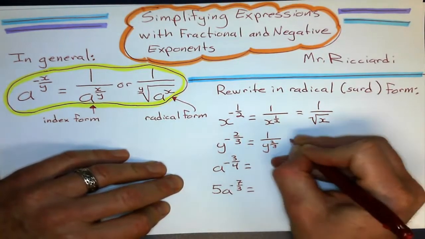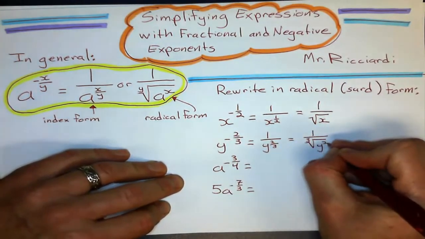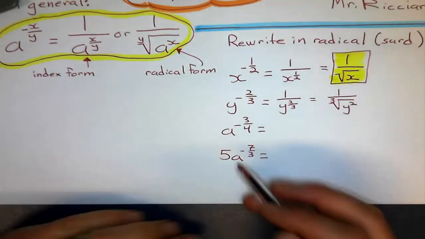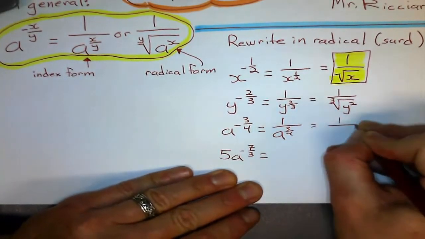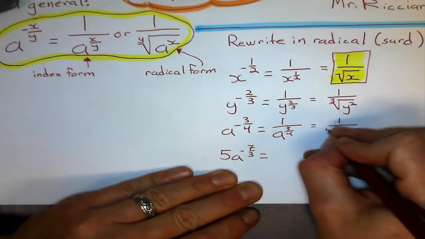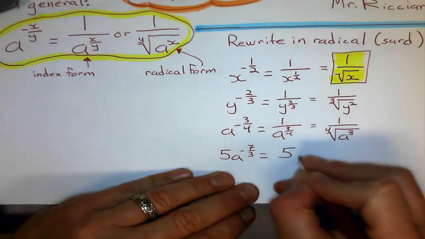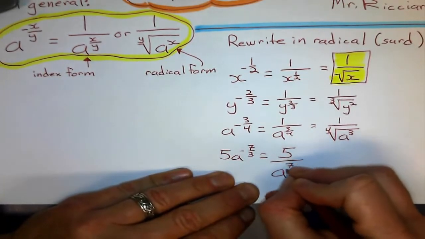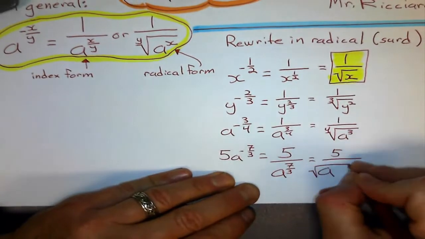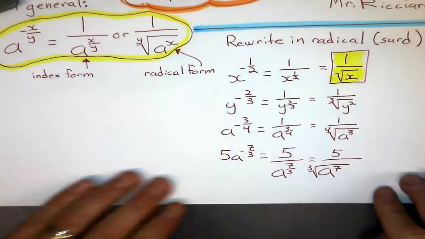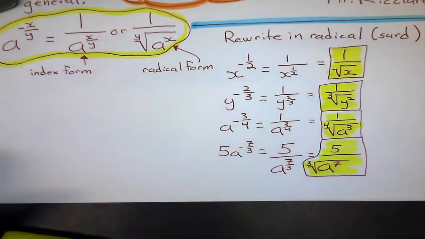1 over y to the positive 2/3 equals 1 over the third root of y, to the power of 2. a to the negative 3/4 means 1 over a to the positive 3/4, which equals 1 over the fourth root of a, to the power of 3. Finally, 5 is a coefficient, nothing happens there. 5 over a to the positive 7/3, which means 5 over the third root of a to the 7th power. Okay, all of those are in radical or surd form.